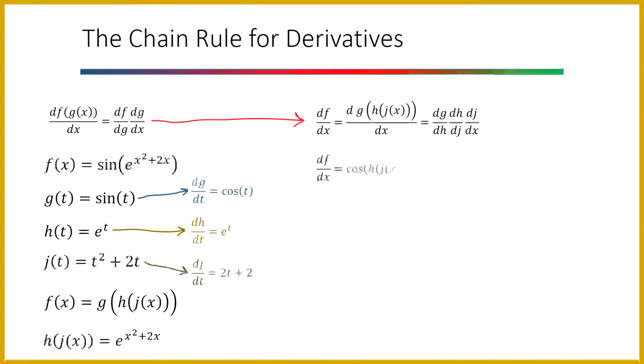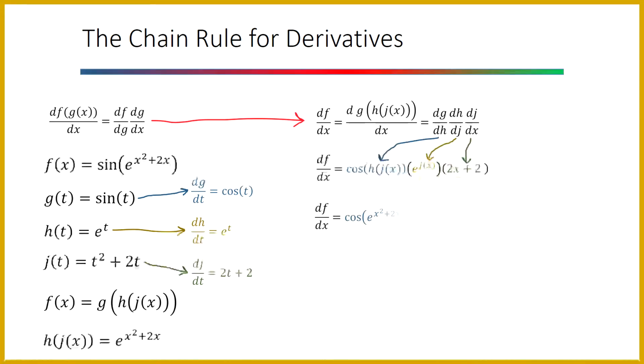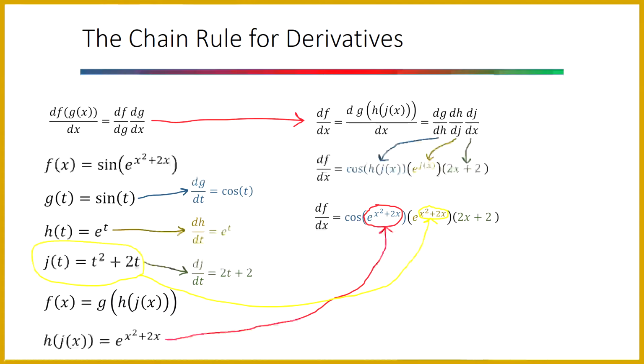So this gives us the derivative of f with respect to x equals the cosine of h times e to the j times 2x plus 2. Alright, next we'll notice that we still have h of j of x and j of x in that equation. Well, we know what h of j of x and j of x are actually equal to, so we can substitute in for those, and we find that the derivative of f with respect to x equals cosine of e to the x squared plus 2x times e to the x squared plus 2x times 2x plus 2.